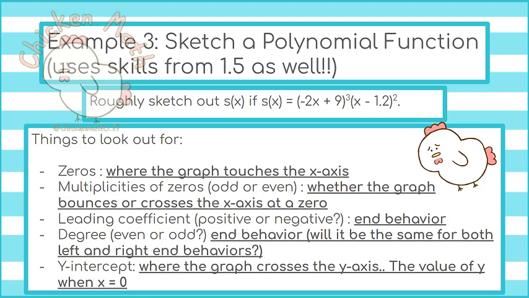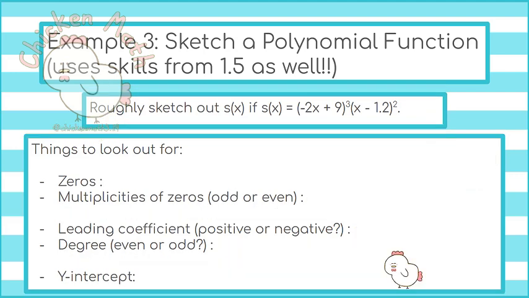Leading coefficient and degree is what we've been talking about in this video, and that's going to help us determine the end behaviors. Degrees specifically will help us see if the left end behavior and the right end behavior will be the same. And then we're going to be looking at the y-intercept. You just plug in 0 for x to find the value at which the graph crosses the y-axis. So that's another point we want to look at too. So we're going to break this question down a little bit. We're going to be looking at each component, and then we're going to be taking them and sketching it out, just to make it a bit easier.